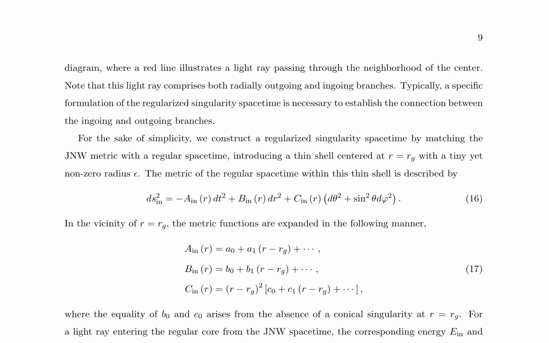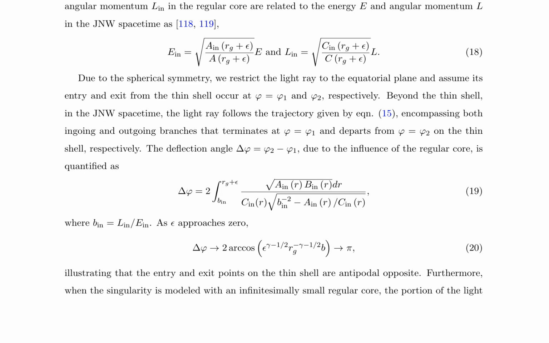Focusing on the trajectory of a light ray moving through the equatorial plane, the deflection angle increment Δφ = φ2 − φ1 due to the influence of the regular core is quantified as in equation 19. As the radius of the regular core, represented by ε, approaches 0, the deflection angle approaches π, indicating that the entry and exit points on the thin shell are antipodal (opposite).